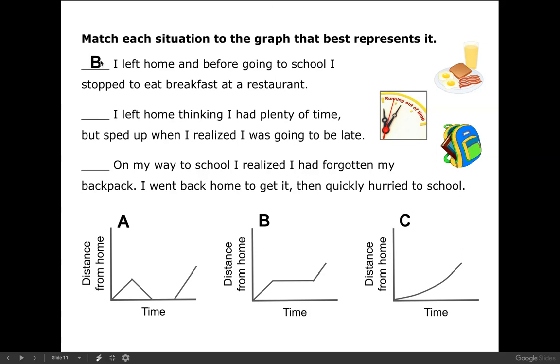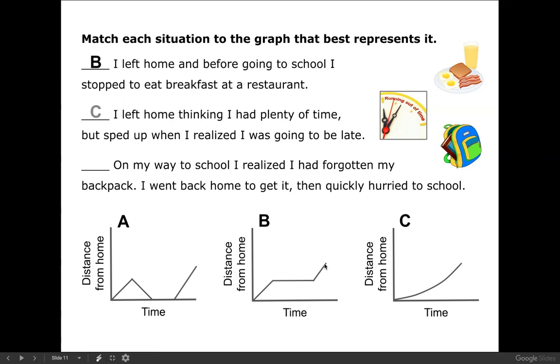The first one does match to graph B. I left home. So let's look at graph B. Our distance from home, being very careful to notice the y-axis. Distance from home is going to increase. This period of time is when they're at the restaurant. So leaving home, I stopped to eat breakfast at a restaurant. I left home and before I go to school. So yes, it did continue off to school.